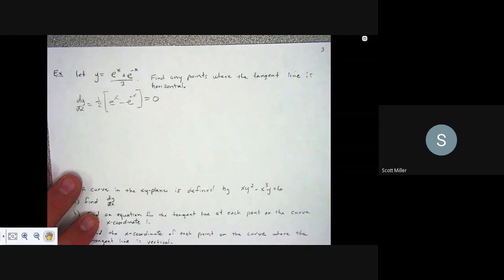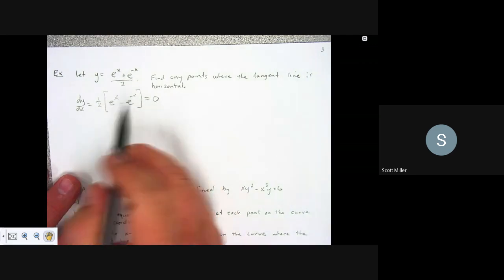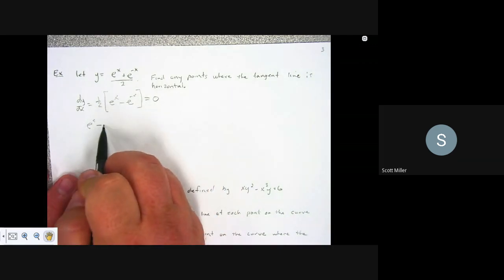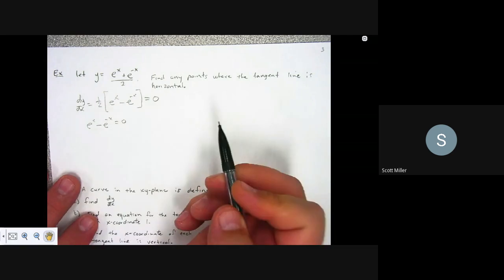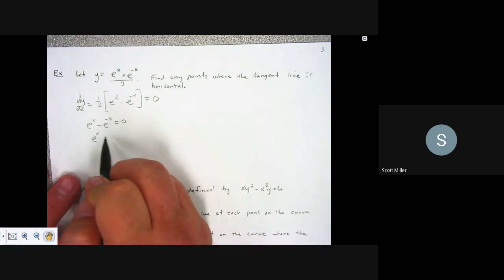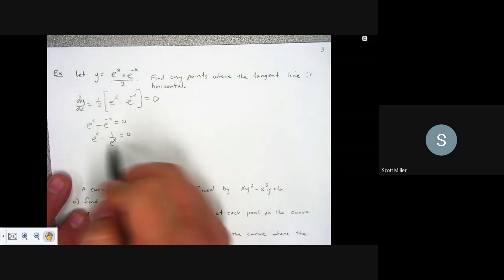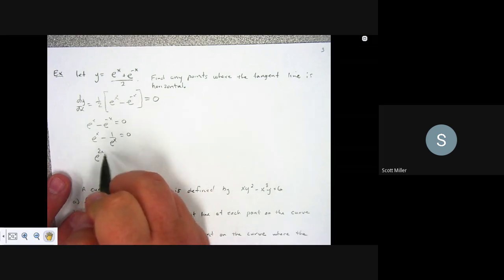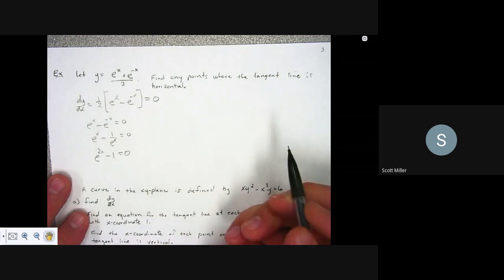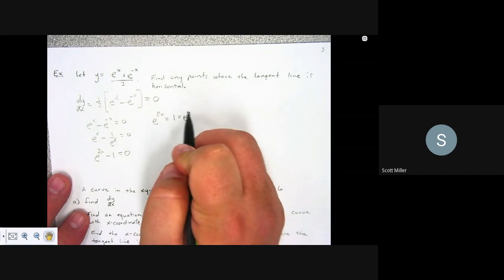because I have tangent lines that are horizontal. The only way this is going to be equal to 0 is if the stuff in the parentheses is 0, and that allows me to break that out in this fashion. I'm going to change this negative exponent to a positive so you can see this thing as a fraction of 1 over e to the x. And then if I solve this, I can multiply by the LCD, which is e to the x. I get e to the 2x minus 1 equals 0. Move the 1 over, so now I have e to the 2x equals 1. But 1 I can write as e to the 0.